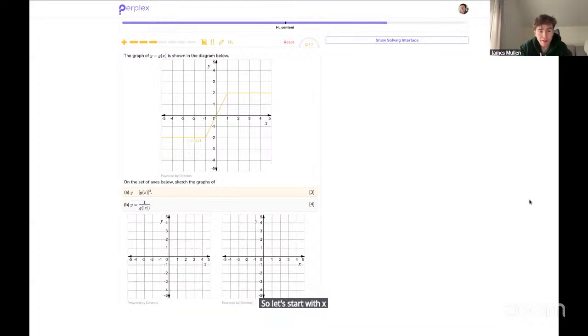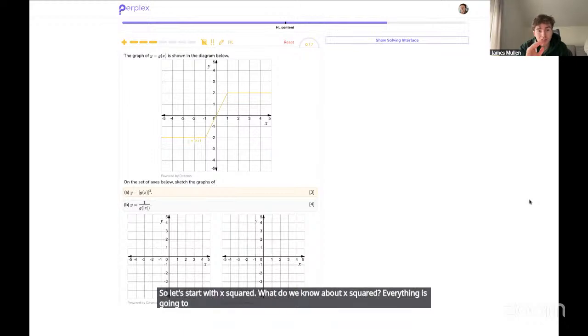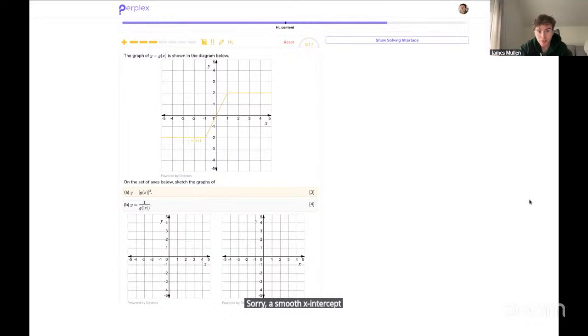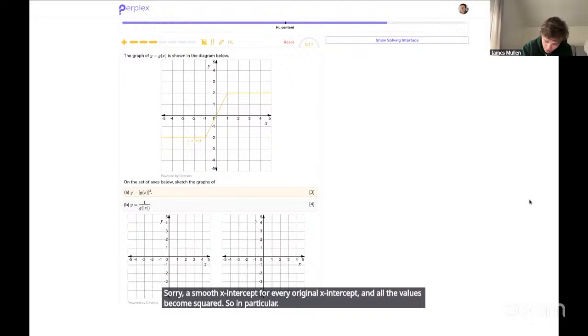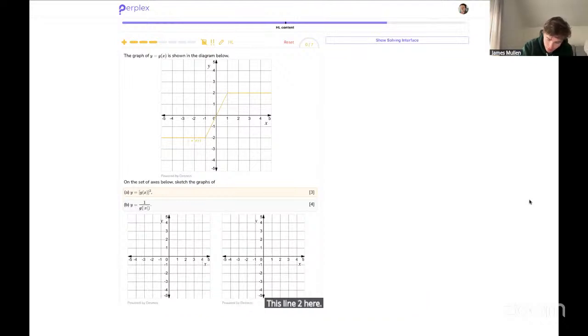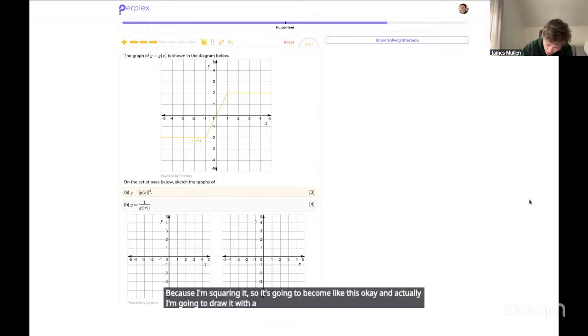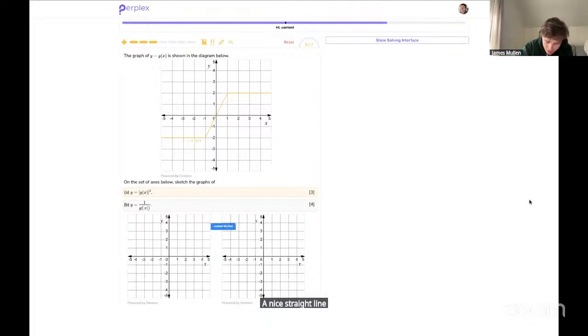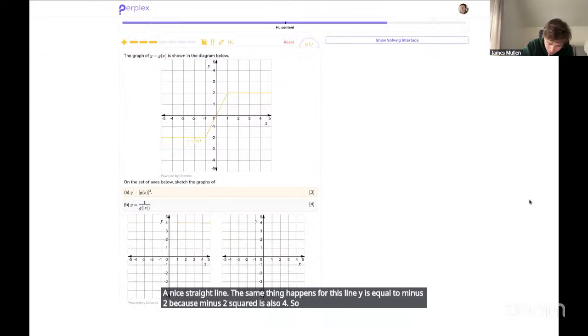What do we know about squaring? Everything's going to become positive. I'm going to have a smooth x-intercept for every original x-intercept, and all the values become squared. So in particular, this line y equals 2 is going to become y equals 4 because I'm squaring it. Okay, and actually I'm going to draw it with a perfect straight line because otherwise it's going to get ugly. The same thing happens for this line y equals -2 because -2 squared is also 4. So that is going to give me this.